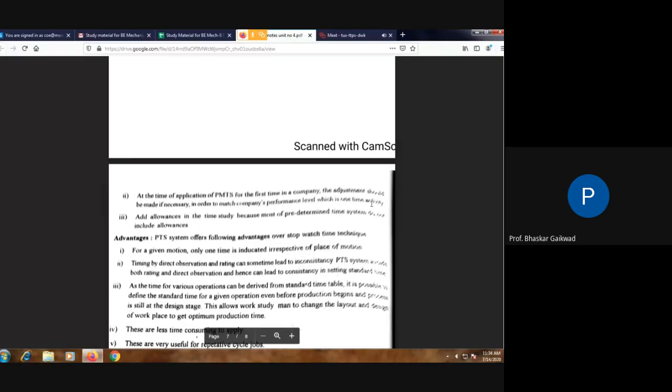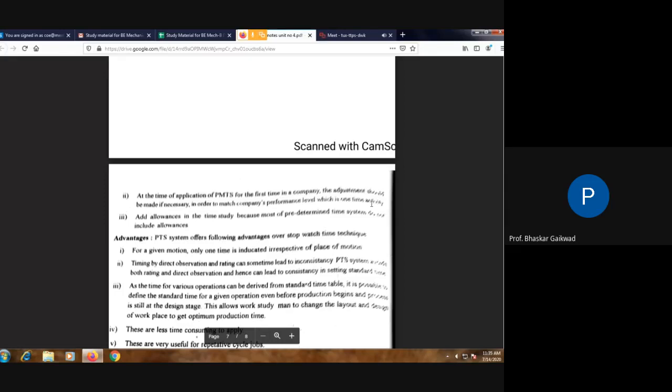Now, next thing is that as the time for various operations can be derived from the standard timetable, as the time for various motions for a particular activity is derived from the standard timetable, it is possible to define the standard times for a given operation even before production begins and the process is still at the design stage. This allows the work study man to change the layout and design of the workplace to get optimum production times. So this third point is very important.